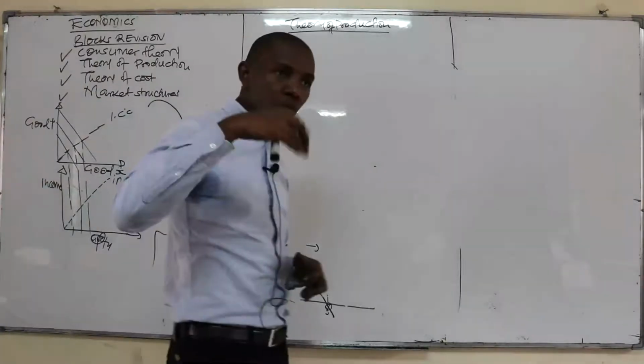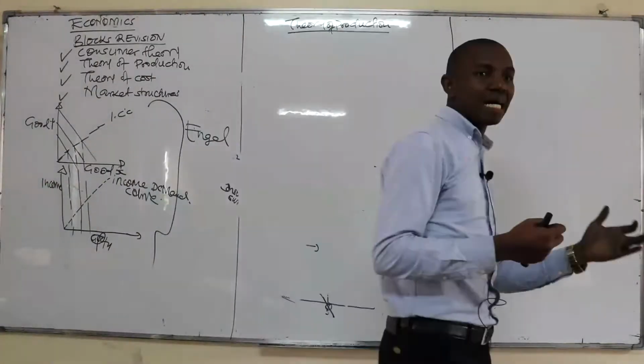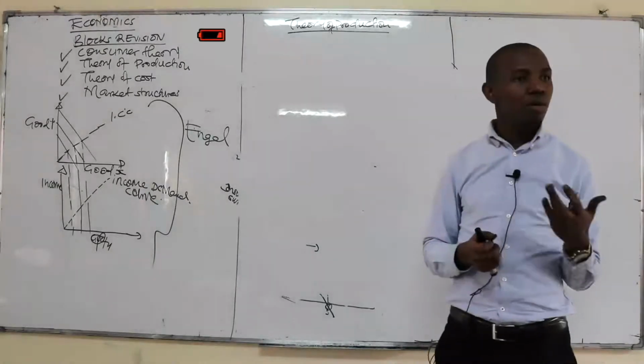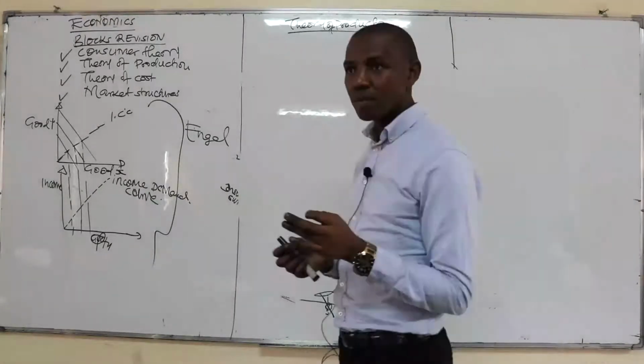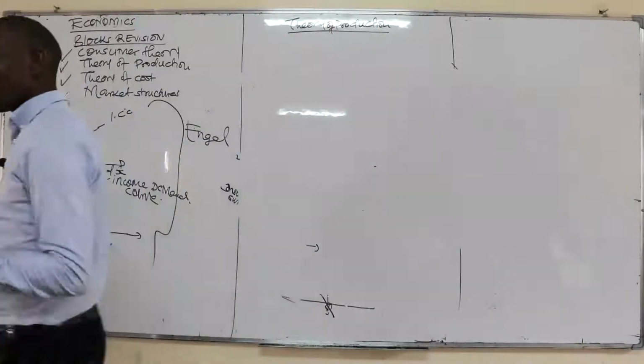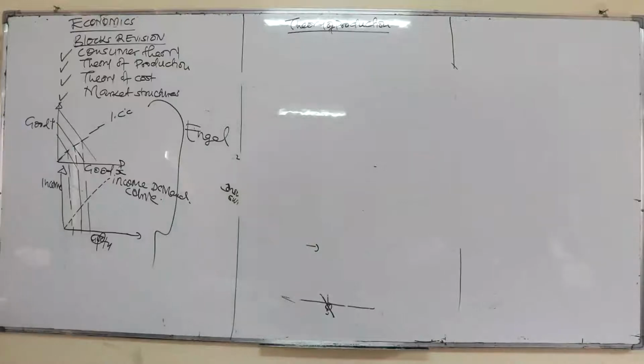when should a period be termed to be a short run period? When should a period be termed to be a short run period? And when is it supposed to be said to be a short run period?